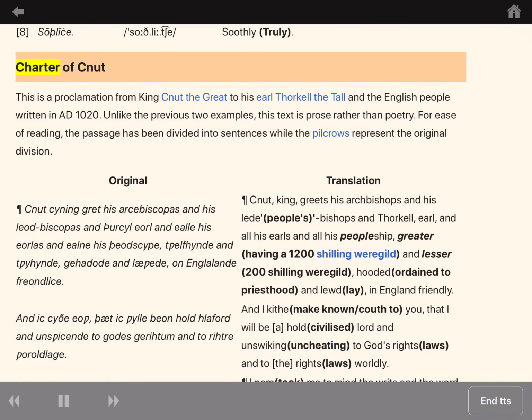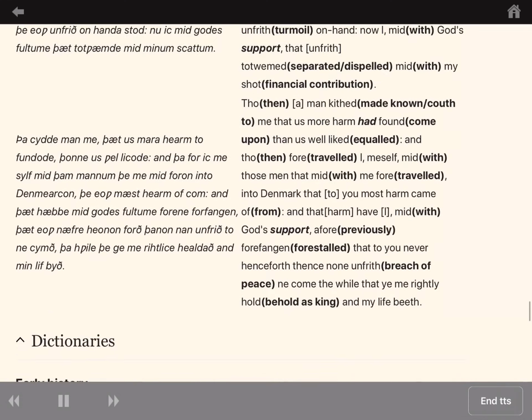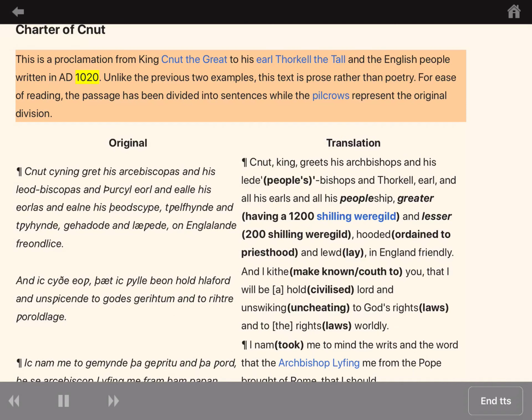Charter of Cnut. This is a proclamation from King Cnut the Great to his Earl Thorkel the Tall and the English people, written in AD 1020. Unlike the previous two examples, this text is prose rather than poetry. For ease of reading, the passage has been divided into sentences while the pilcrows represent the original division.